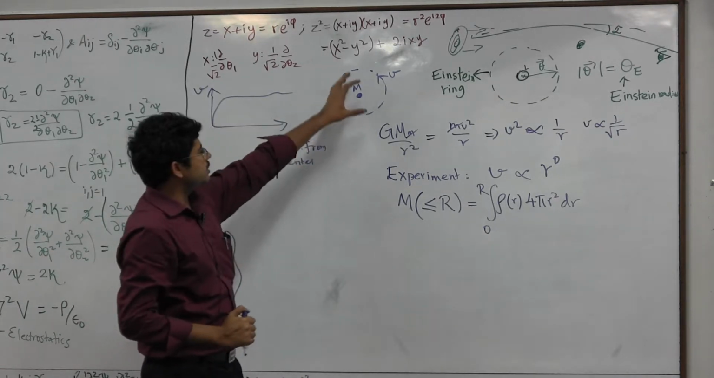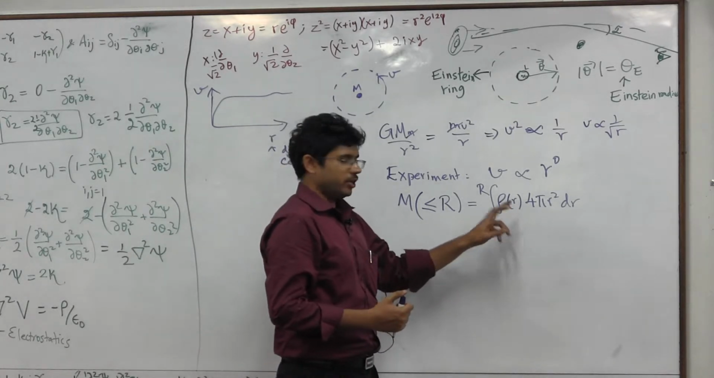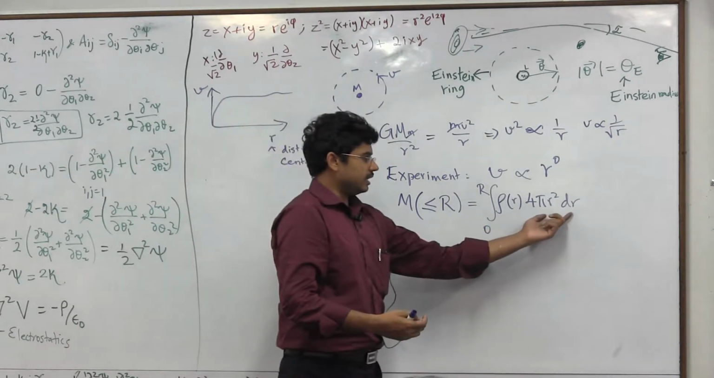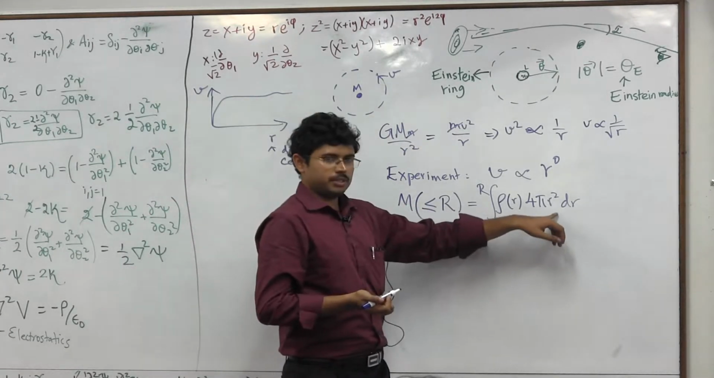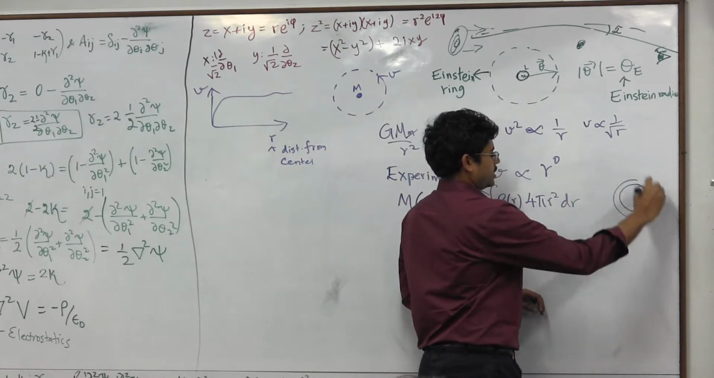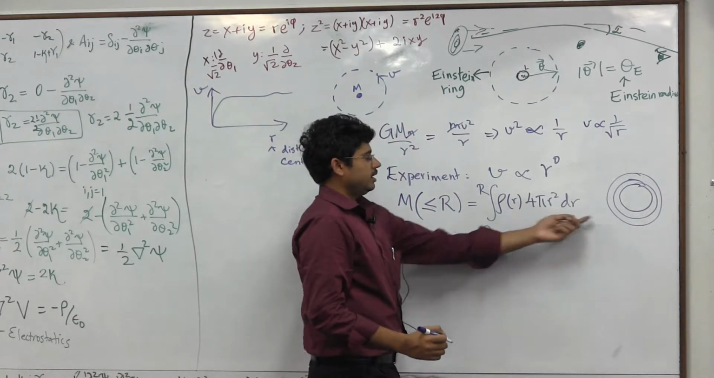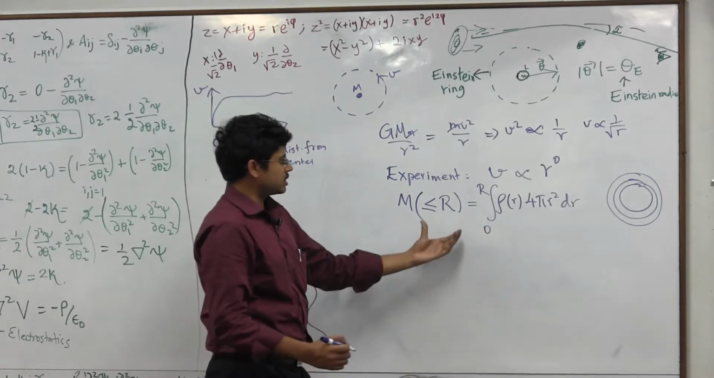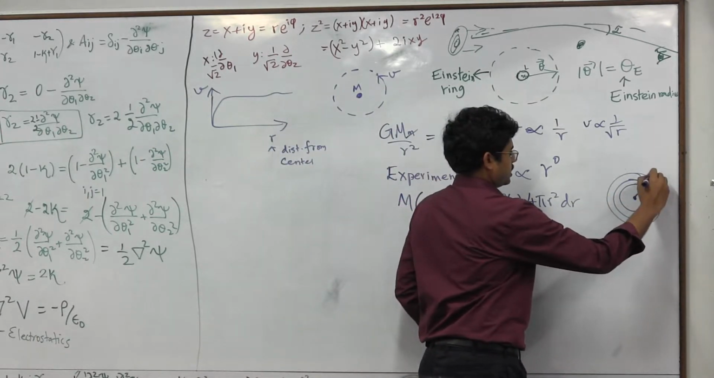I'm assuming that this lens is spherically symmetric. So the density can only depend on the radius, how far it is from the center, and not the direction. This is the surface area of a sphere with radius r. I've just divided up the sphere into many shells. The volume of each shell is 4 pi r squared dr, and the density there is rho of r, and this will give you the mass enclosed in a sphere of radius r.